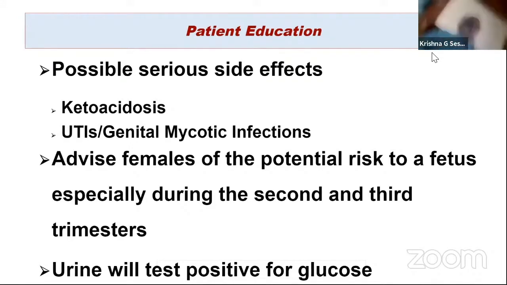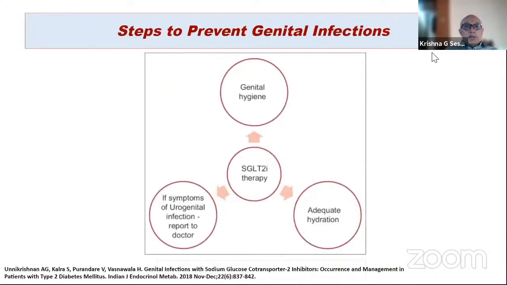And of course, urinary tract infections and genital mycotic infections. Also tell them that if they test their urine for glucose, it will be positive and not to get worried about it, and would not advise it to women who are planning to or are pregnant.